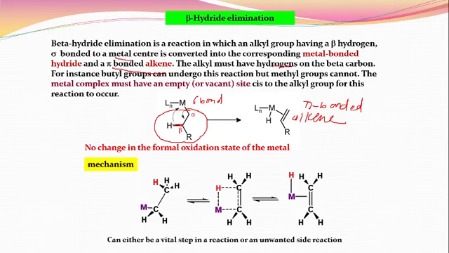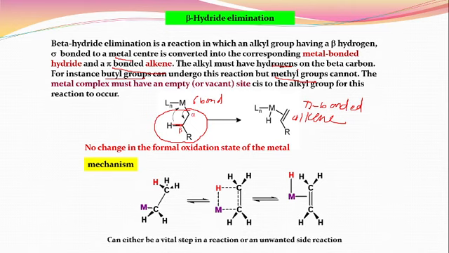For this beta hydride elimination, the alkyl must have hydrogen on the beta carbon. For instance, the butyl group can undergo this reaction, but the methyl group cannot show this type of reaction. And the second condition, what is the condition for this? Here the butyl group shows this type of reaction, but the methyl group doesn't show beta hydride elimination.